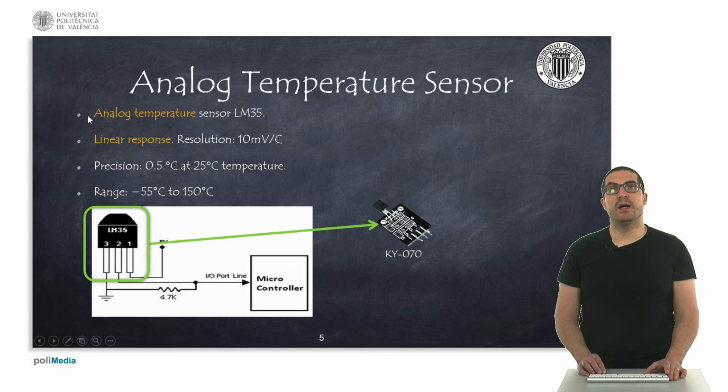Also, we have the LM35 sensor, which is an analog temperature sensor, and the main characteristic is that it provides a linear response. So it has a resolution of 10 millivolts per degree, and the precision is quite small, which means the accuracy is high. It means that the resolution between one measurement and another can be even 0.5 degrees. And it has an acceptable range for all the kinds of applications that we want to deploy.